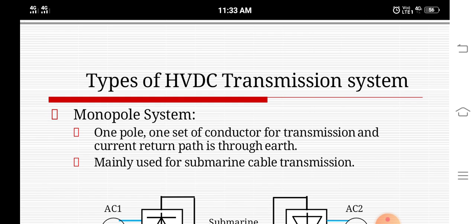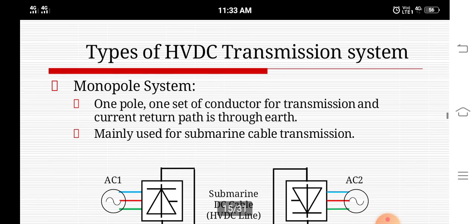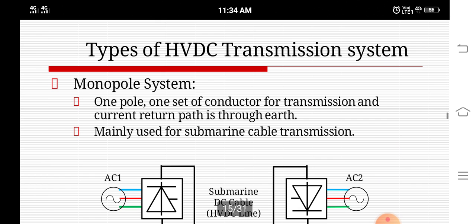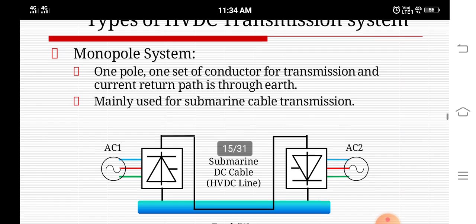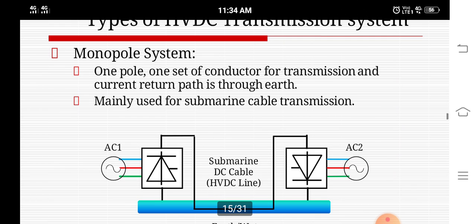Then types of HVDC transmission system. HVDC transmission contains five classifications: monopolar links, bipolar links, homopolar links, back-to-back links, and multi-terminal links or systems. Both words are the same. So let us see the monopolar system. This is the monopolar system diagram.